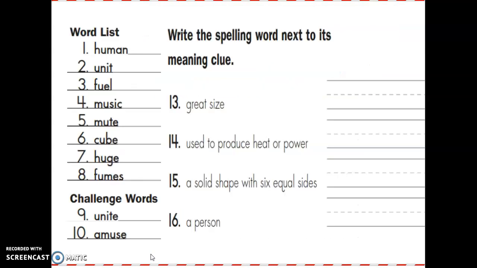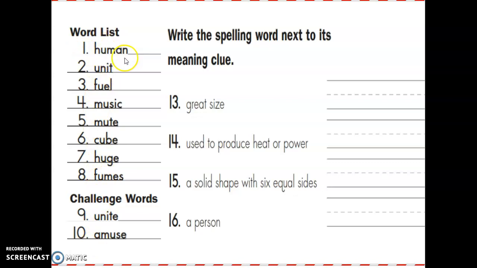Below this, you have numbers 13, 14, 15, and 16, where you write the spelling word next to its meaning clue. So I have the word list, a picture here beside it, and you can pause the video when I get through with the instructions so that you will have the word list in front of you with the word meaning. Number 13 is great size. Which of the words over here means great size? Now these are the words that we just got through blending in the video together.